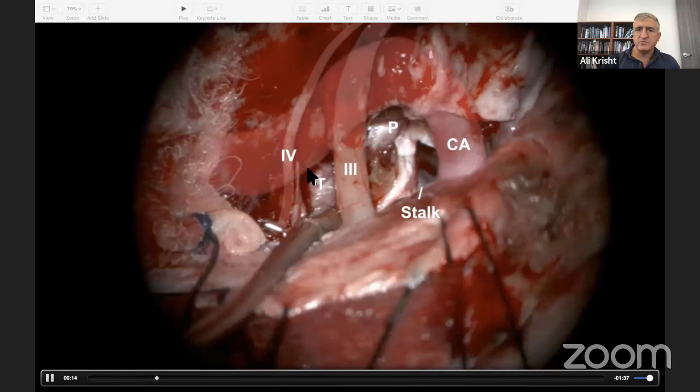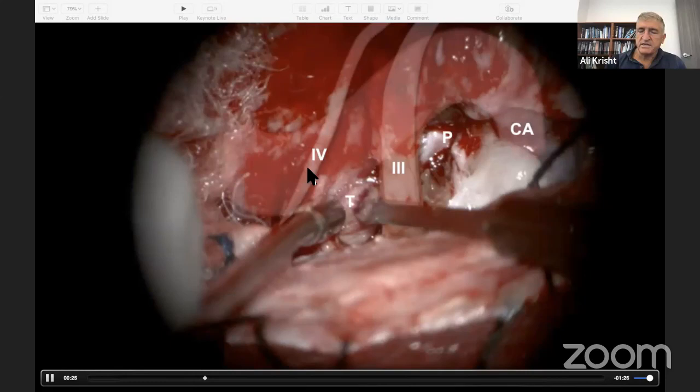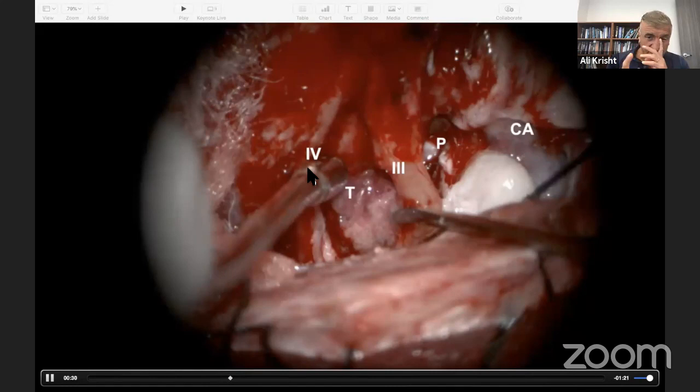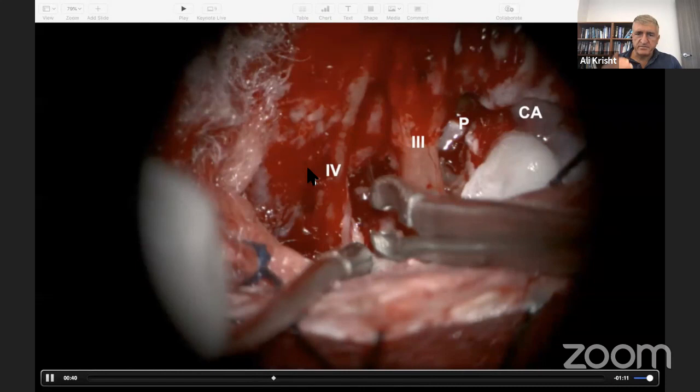Now removing the tumor became the simple part with this approach, and you can see the whole surgery is done extradurally, and this patient is cured. That's the big advantage. You can imagine the morbidity of this patient. They're going to tell her you have a normal-looking gland. They may consider radiation for it.